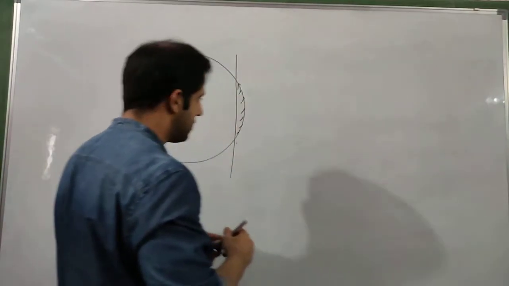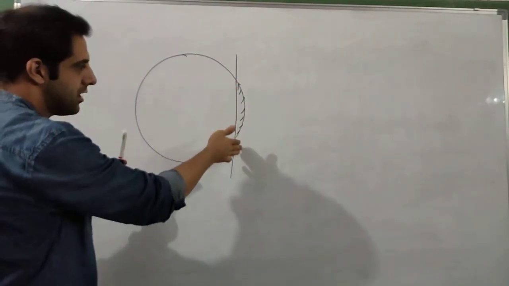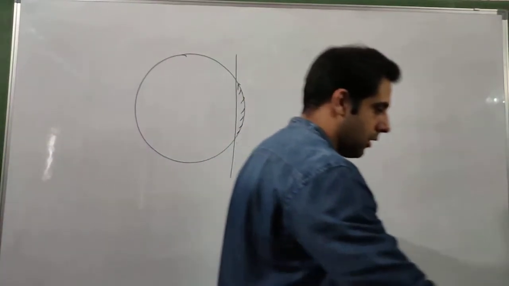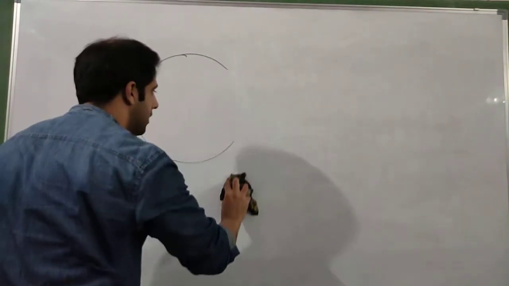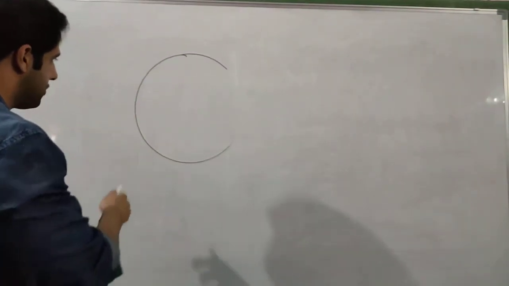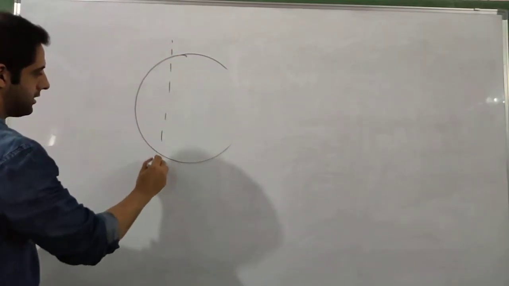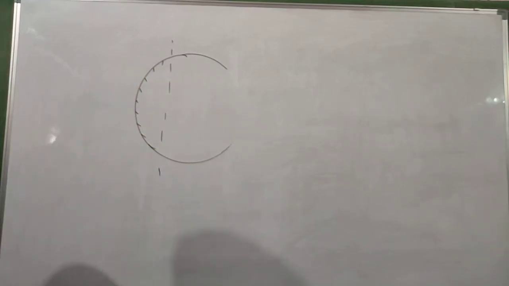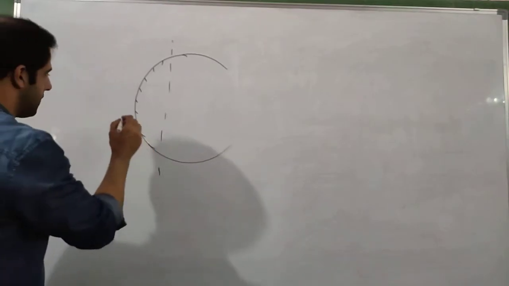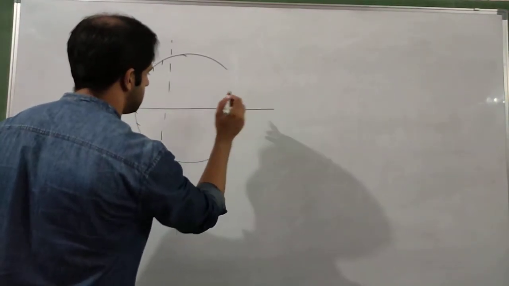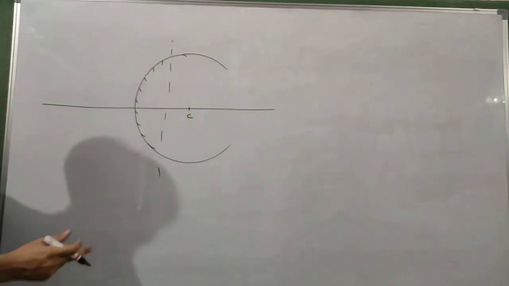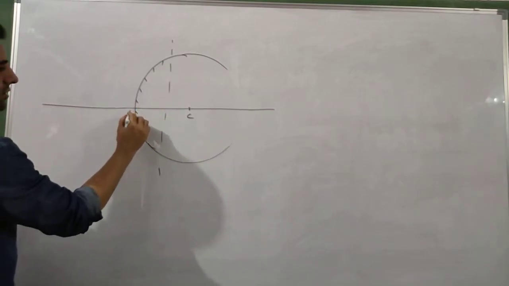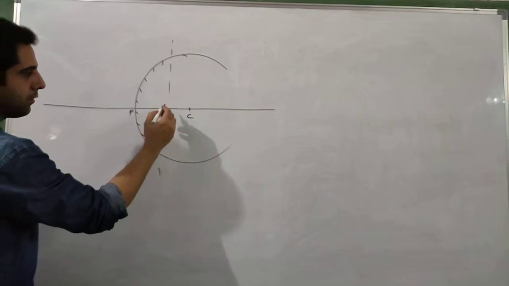Since we always take the object from the left, to make a convex mirror, instead of cutting this side, we will cut this side. So I'll remove this. Suppose we cut this side, let us say from here, and we polish this inner surface. Now this outer surface will behave like a mirror, and it will be a convex mirror. This will be the principal axis, which passes through the center of curvature, which is the center of the sphere of which the mirror is part.